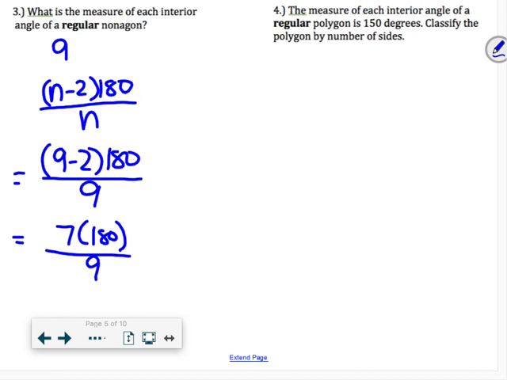Okay? Our final answer there, anyone type that into their calculator yet? My key's in the back of the room. Anybody? Hercules, can you help me out here? 7 times 180 divided by 9. 1260. Can you divide by 9? You did 7 times 180, you got 1260. Divide by 9. 140. Okay.